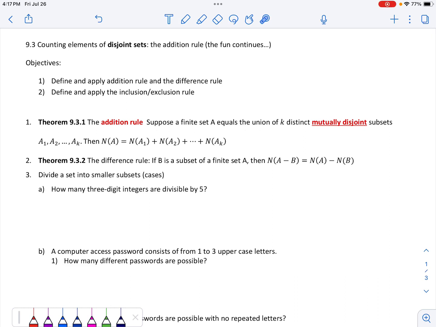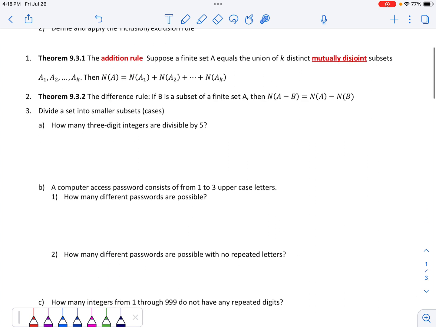Hi guys, in section 9.3, we'll talk about how to count elements of disjoint sets, which is the addition rule. And actually later on we'll extend it to sets that are not necessarily disjoint, which is the inclusion and exclusion rule. So let's begin with the addition rule.